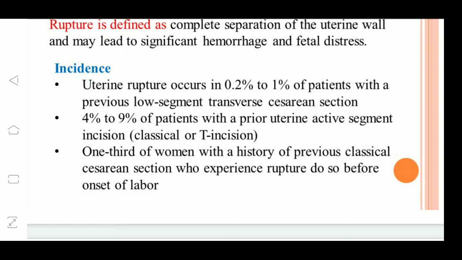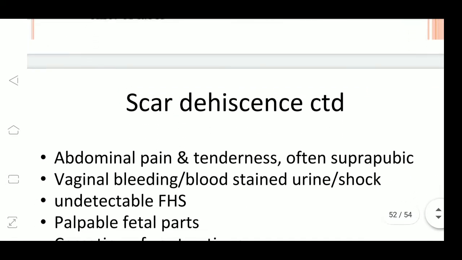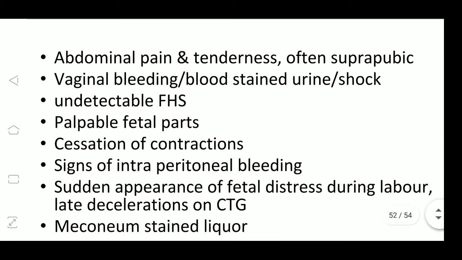And one third of the women with a history of previous classical Caesarian section also rupture before the onset of labor, in late pregnancy. There is abdominal pain and tenderness, and often suprapubic tenderness when the scar is threatening to rupture. There can be vaginal bleeding or blood-stained urine, or the patient may go into shock because of internal hemorrhage.